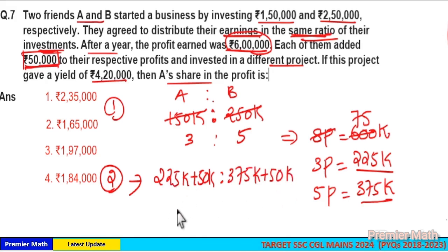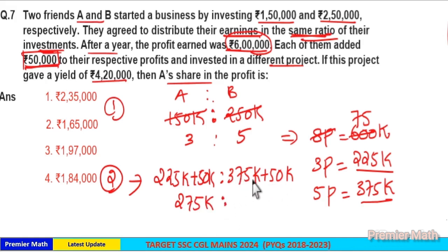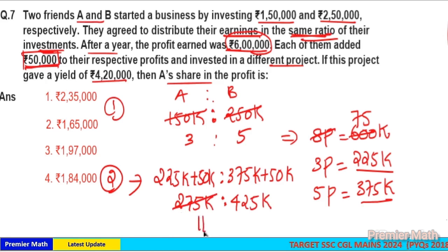Now this will become 225 plus 50 is equal to 275, so 275,000. And here 375 plus 50 is equal to 425, so 425,000. Now if you take the ratio, 25 goes 8 times in 200, 3 times in 75. So 8 plus 3, 11 times in 275.